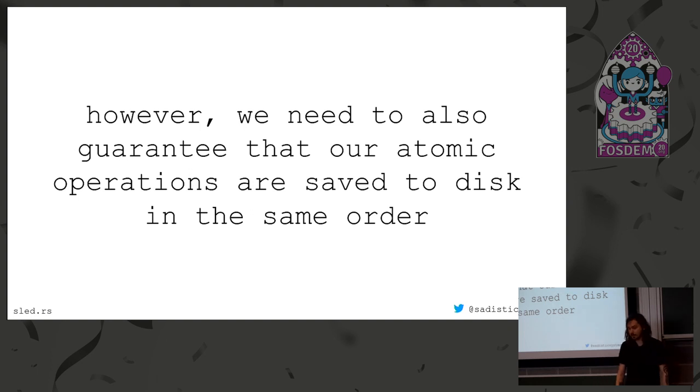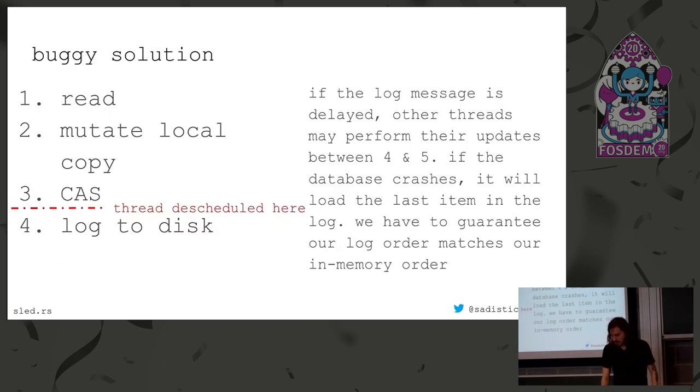However, this is just the in-memory part of this. We're building a database, and ideally, the things that we do in memory are mapped to things on disk. The key constraint here being the ordering in memory has to map the ordering on disk. So if we have a bunch of threads doing read, copy, update, and then after they do the read, copy, update, they log to disk, it's possible to have a race condition here.